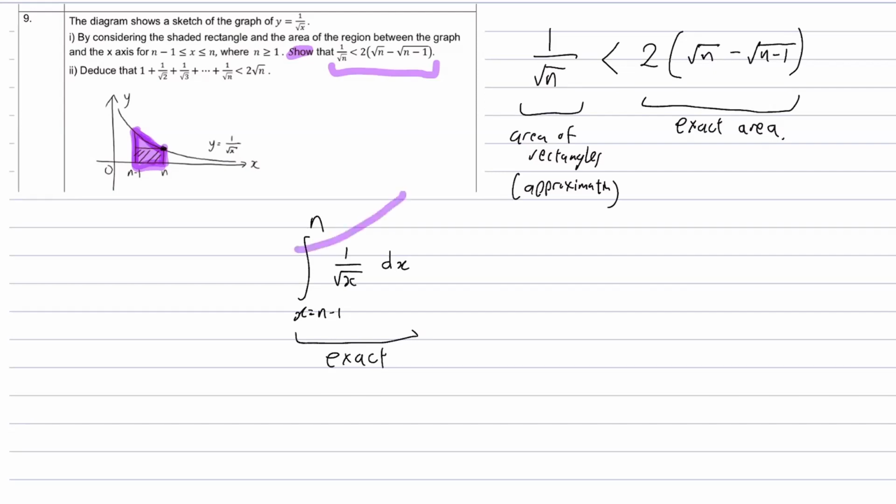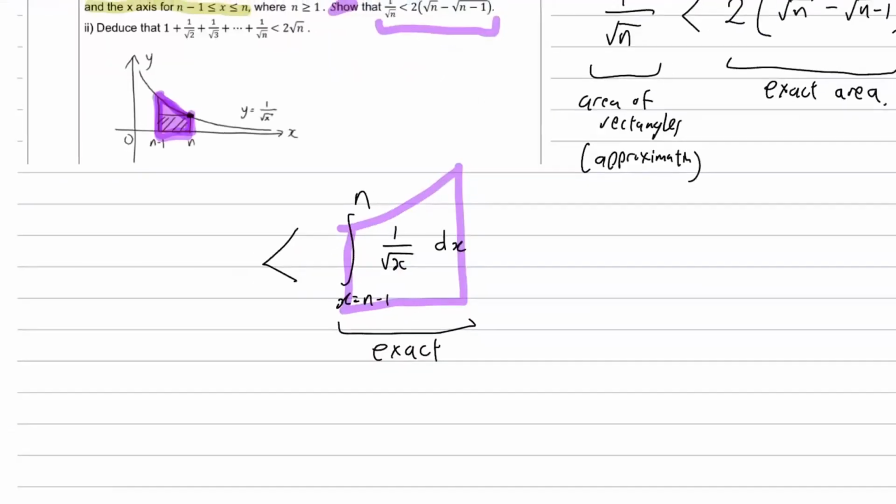Maybe I'll just draw it on top like this. It must be bigger than something, or something is less than it. What would it be? They told you to consider the approximation, the shaded rectangle. So what would the area of this approximation be? This rectangle.